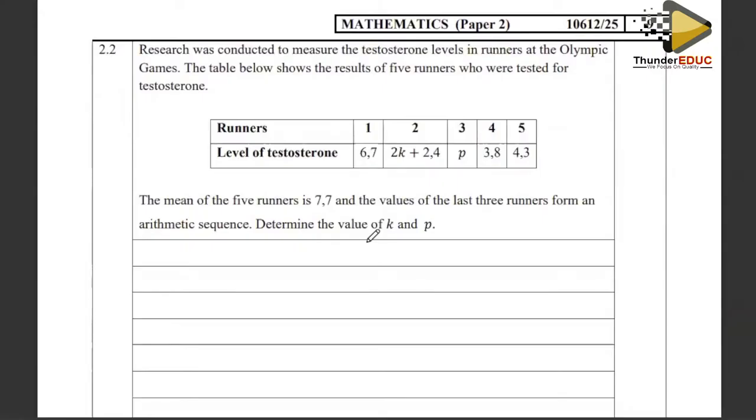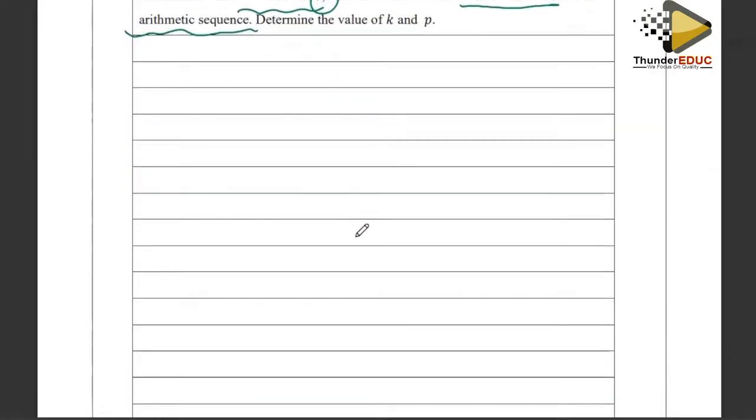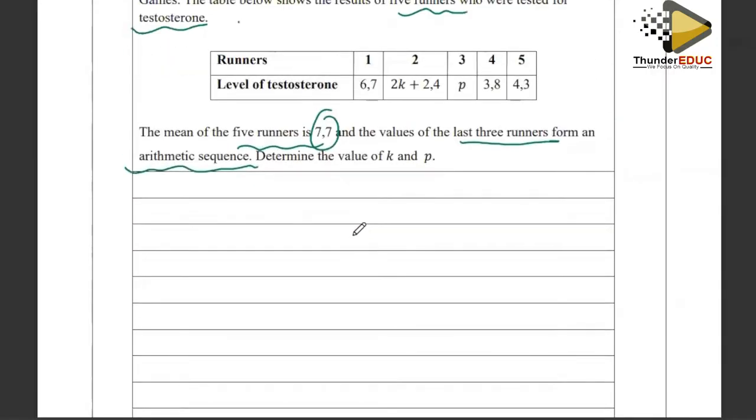Research was conducted to measure the testosterone in runners at the Olympic Games. The table below shows the 5 runners who were tested. The mean of the 5 numbers is 7,7, and the values of the last 3 form an arithmetic sequence. Well, this was paper 1. Now they are still haunting us with paper 2 things. It's not fair. All right, so they want us to get the values of K and P. Anyway, at least Pythagoras is not meeting with Shakespeare here, but at least the examiner is trying to haunt us.